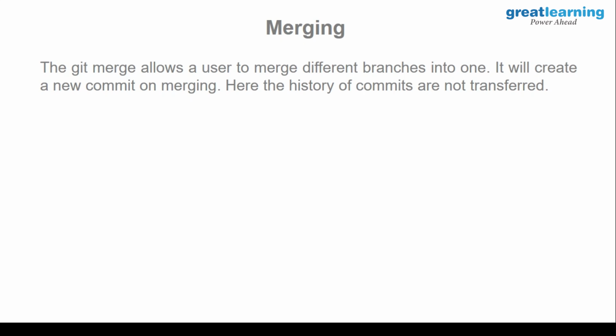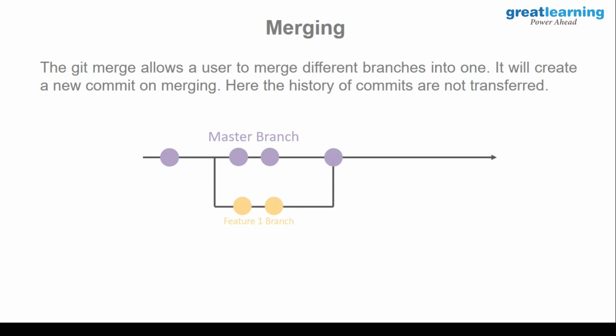So let's take that example of our image again, the diagram. We have the master branch, we have feature one, and feature one, you can see, has different commits over here. And in this feature one branch, when it gets merged back onto the master branch, a merge commit is created. So this is basically merging.